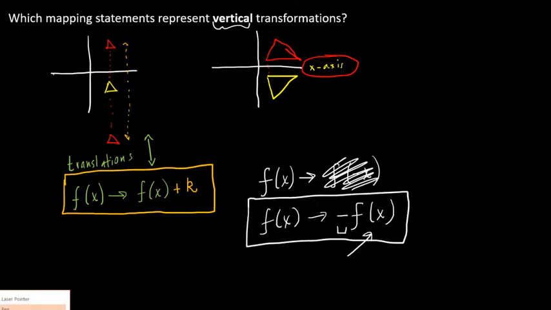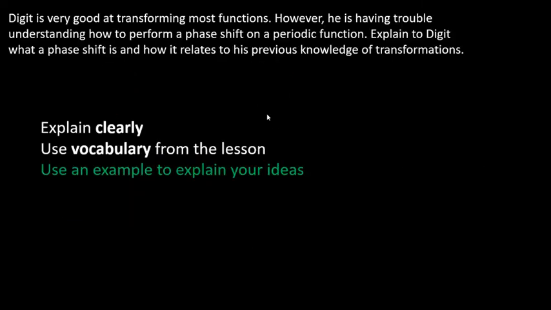So again, anything you see of the form f of x mapping to f of x plus k, or f of x goes to negative f of x, these are all going to be vertical transformations. And our final question, it says, Digit is very good at transforming most functions, however, he is having trouble understanding how to perform phase shift on a periodic function. Explain what a phase shift is and how it relates to his previous knowledge of transformations.